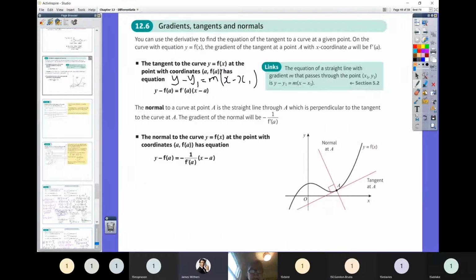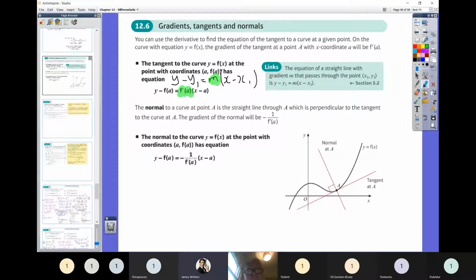And all we're saying here, of course, is that the gradient m is what we work out when we go and differentiate. So that's all we are saying here. If we're trying to work out the equation of a tangent, we're going to use the y minus y1 equals m(x minus x1) formula.